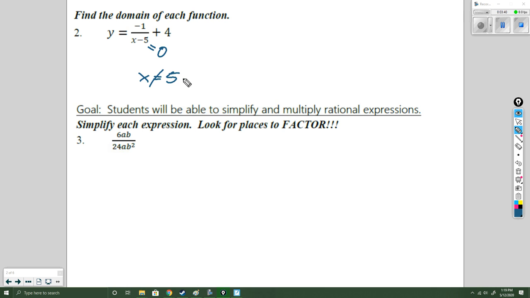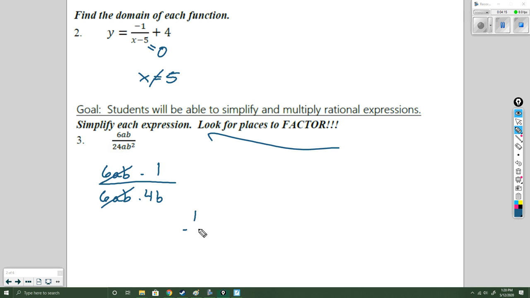All right, then going down to 3, where we're simplifying. Remember, we want to look for places to factor. Take out those common factors. Notice we have an a in common, a b in common, and then 6 and 24 have 6 in common. So we could just write this as 6ab. We're going to take out another 6ab in the denominator here. To get 6ab, that would just be 6ab times 1. To get 24ab squared, that would be 6ab times 4b. All right, the 6ab cancels out, so we just have 1 over 4b.